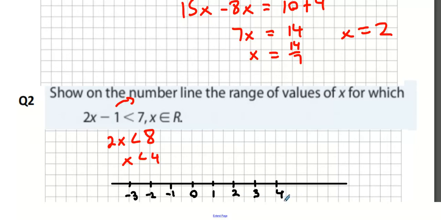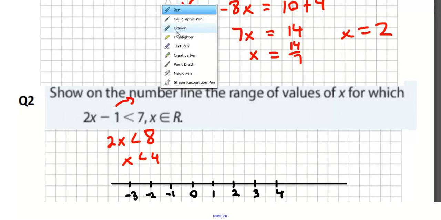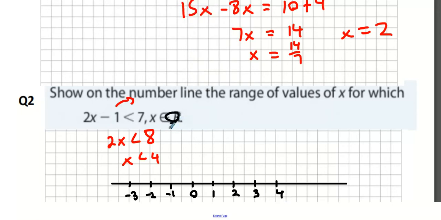Okay, guys. Now, the key thing we have to look at is the language expression. It says element of. What does that generally mean? Means real numbers, doesn't it? So it means real numbers. What can we do here? Circle the 4. Why are we circling it? It's not included. And what do we do then?